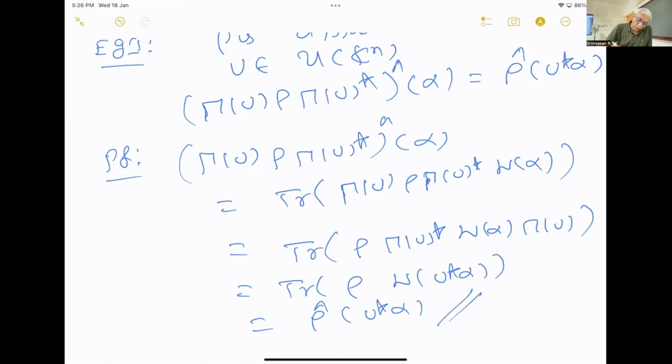Okay, so now rho is a state. Rho is a state as before, a state on H. And you have an alpha.